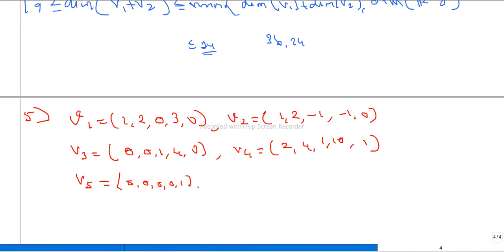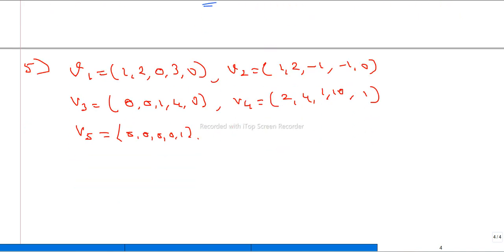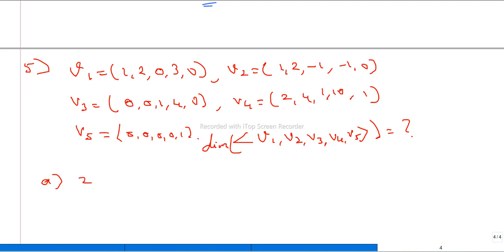They gave 5 vectors. Now the span of these 5 vectors, span of V1, V2, V3, V4, V5, all possible linear combinations of these, is the span. What is the dimension of this subspace? The first option is 2, then 3, 4, 5.